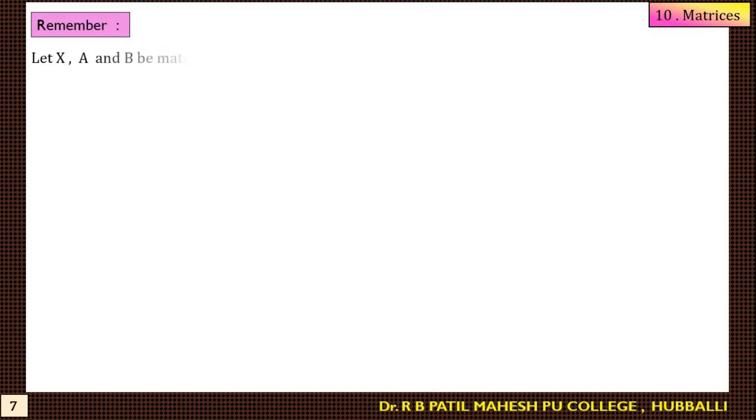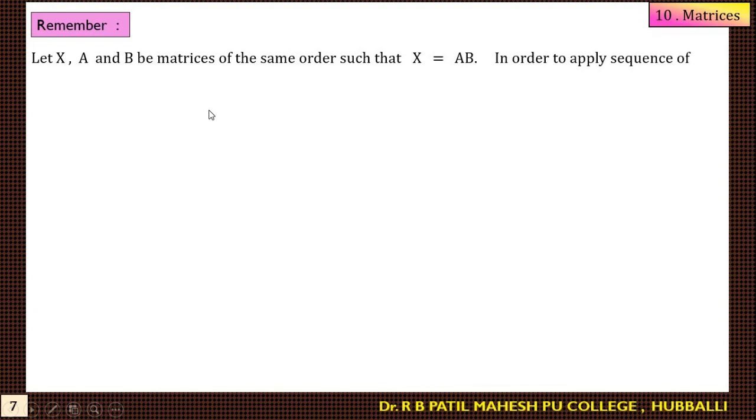Now you remember some important points. Let X, A and B be matrices of the same order such that X equal to AB. So dear students, now I am going to discuss a very important point: if you perform any operation, row-wise or column-wise, how these operations are applied when you have a matrix equation. So I am going to discuss that now.